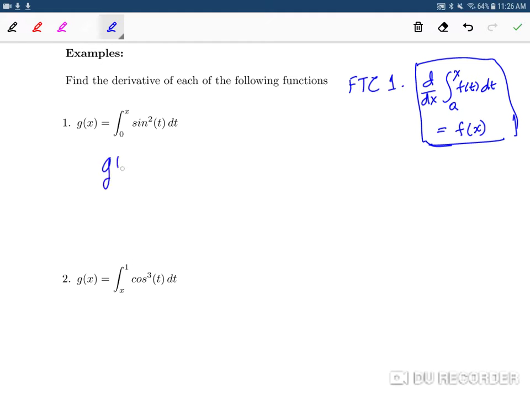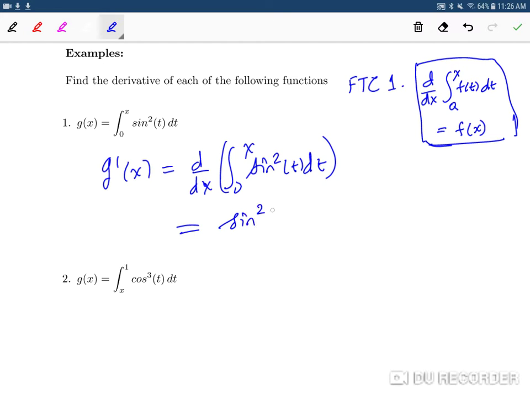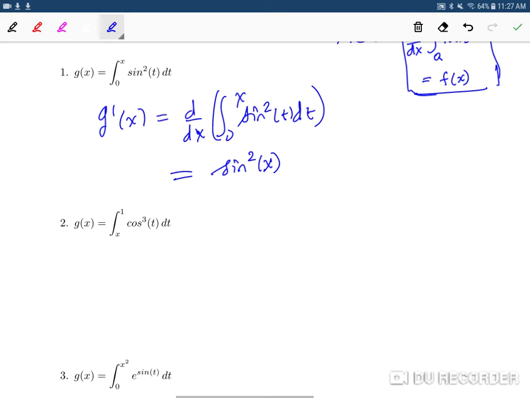So in this case, the derivative of g is simply the derivative of the integral from 0 to x of sine squared of t dt. So simply applying the theorem, this gives us sine squared of x, and that's it. That's the derivative of the function g of x.